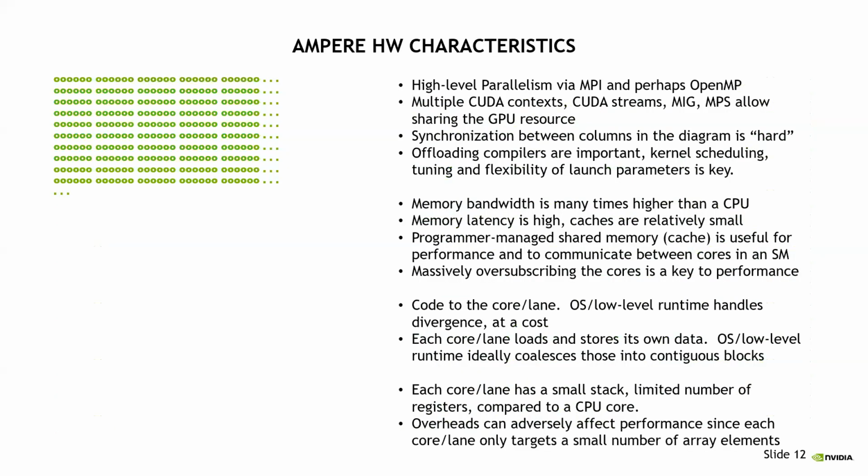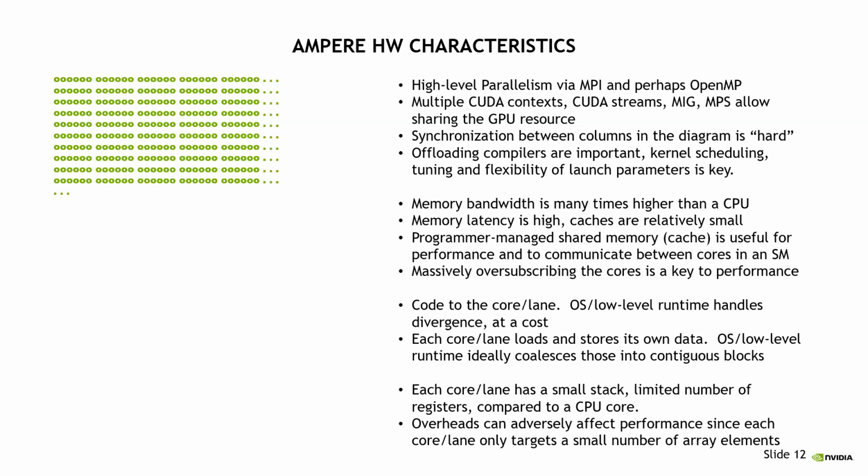And we'll talk about this a little bit more in this next slide. So this is kind of the summary of the differences. On an Ampere, we still use high-level parallelism via MPI. And some applications actually do use OpenMP and have multiple OpenMP threads talk to multiple GPUs.